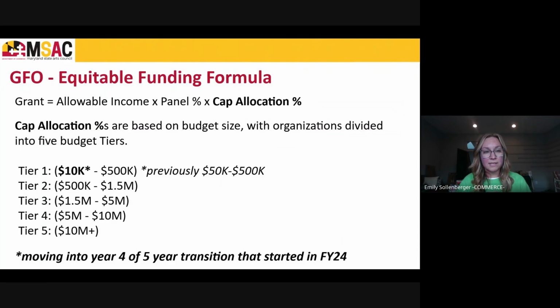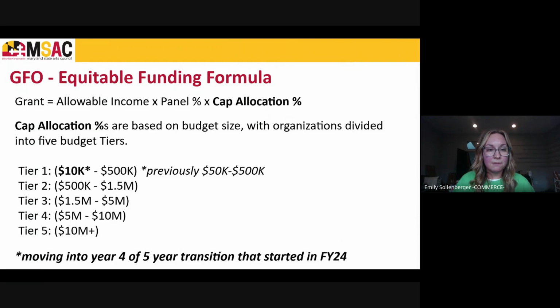Tier 1 are organizations that are between $10,000 and $500,000 in allowable income. It was previously $50,000 when the threshold was that number. So those are our smallest organizations. Tier 2 are organizations between $500,000 and $1.5 million. Tier 3 are mid-size, between $1.5 and $5 million. Tier 4 are organizations between $5 and $10 million, and Tier 5 are organizations that are over $10 million.